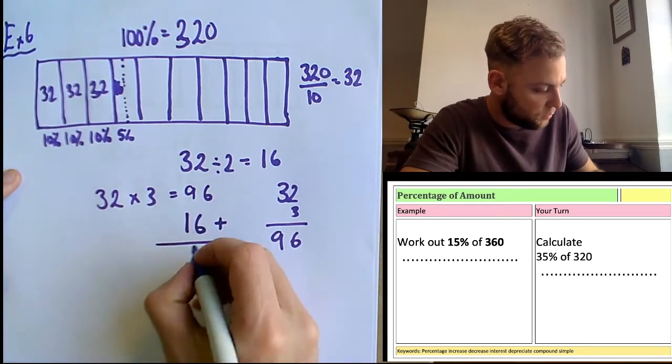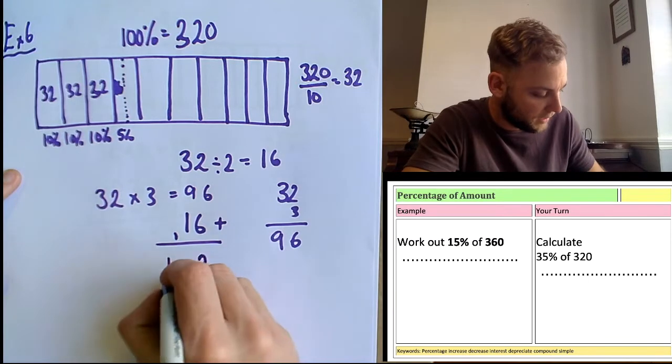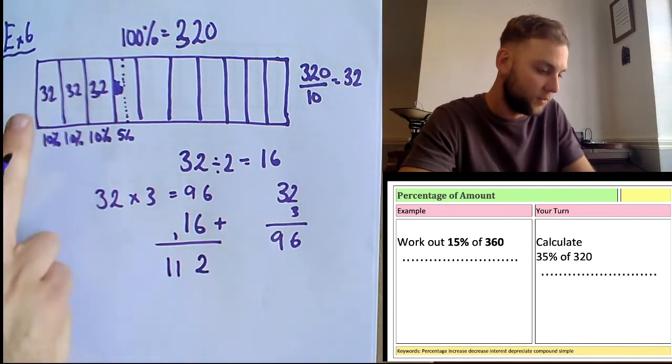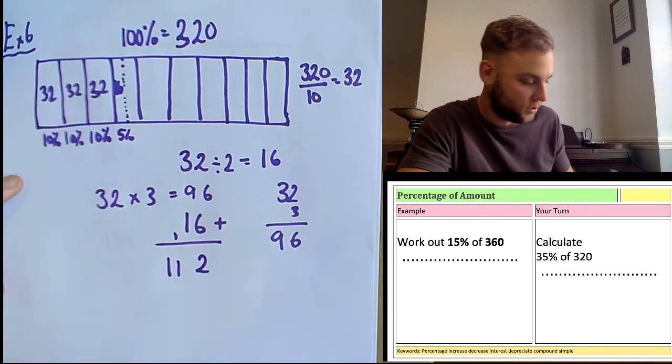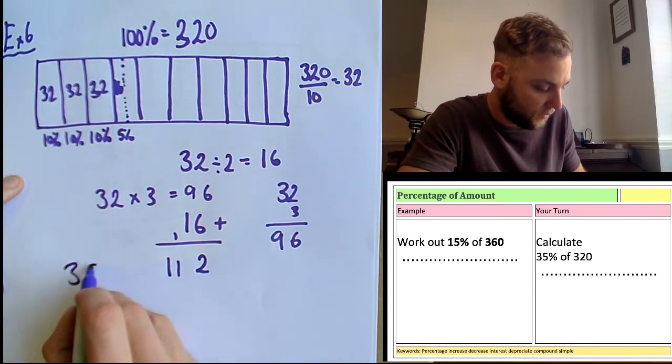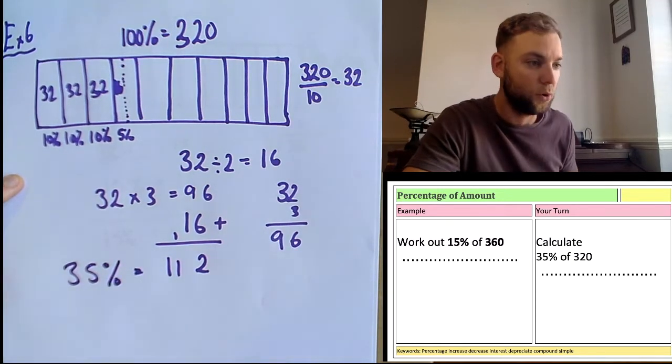Okay, so 6 plus 6 is equal to 12. Carry the 1. 9 plus 1 is 10. And the 1 is 11. So it's 112. So 32 plus 32 plus 32 plus 16 is equal to 112. So 35% is equal to 112.